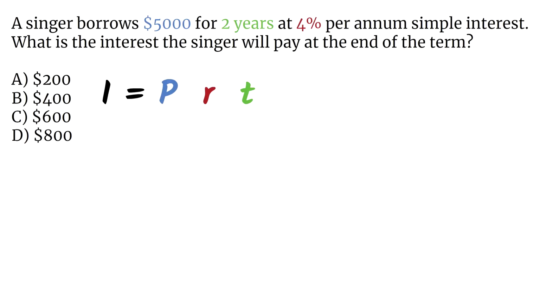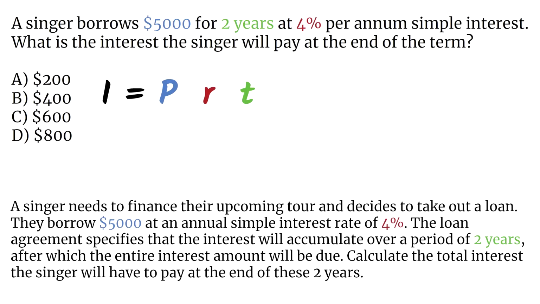This question could have been: a singer needs to finance their upcoming tour and decides to take out a loan. They borrow $5,000 at an annual simple interest rate of 4%. The loan agreement specifies that the interest will accumulate over a period of 2 years, after which the entire interest amount will be due. Calculate the total interest the singer will have to pay at the end of these 2 years. This is the exact same question.